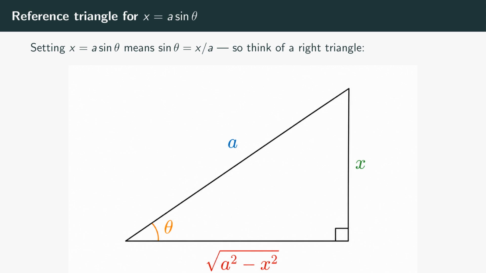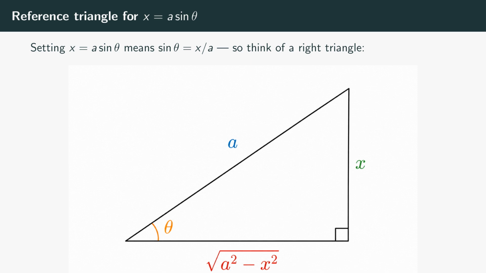One practical note before we work examples. After a trig sub, you'll get an answer in terms of theta. But the original problem was in terms of x, so you need to translate back. And the cleanest tool for that is a reference triangle. Take the substitution x equals a sine theta. That says sine theta equals x over a. So draw a right triangle where sine theta, opposite over hypotenuse, is x over a. The hypotenuse is a. The side opposite theta is x. By the Pythagorean theorem, the third side, adjacent to theta, is the square root of a squared minus x squared.